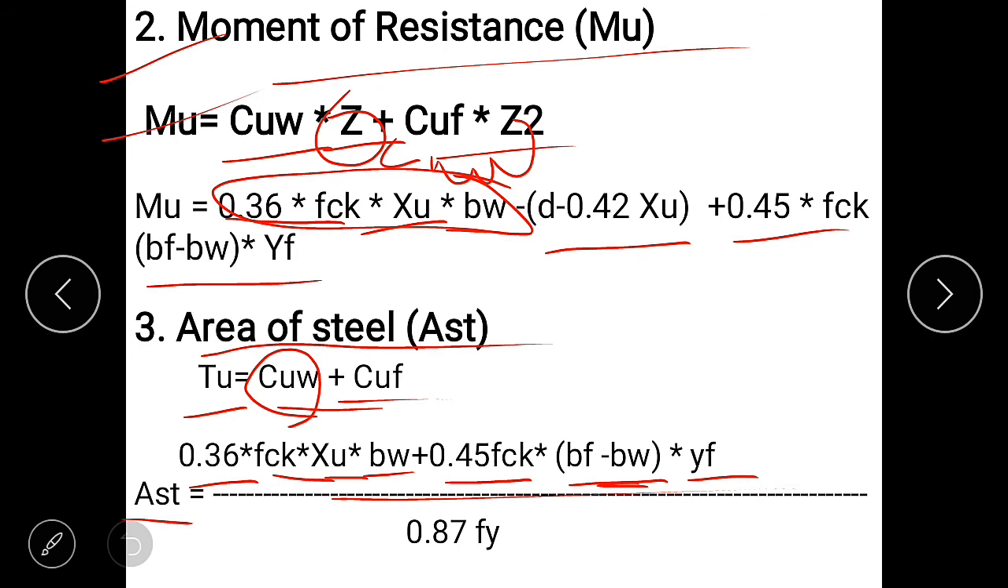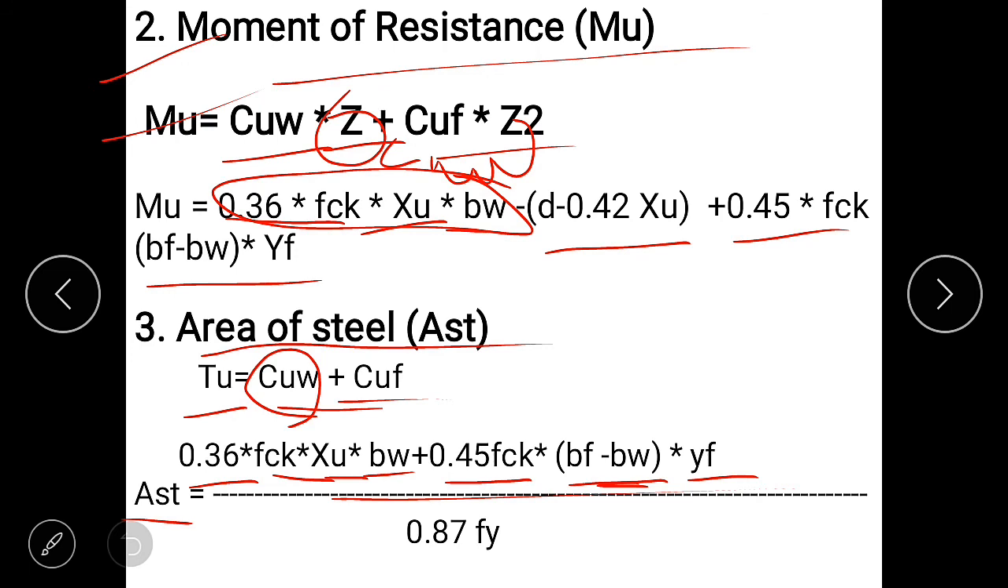So in today's lecture we studied what a flanged beam is, the necessity of flanged beam, advantages and disadvantages of flanged beam, and the three cases of flanged beam to calculate Xu, Mu and AST. In these three cases, Mu is different, Xu is different, and AST is different.